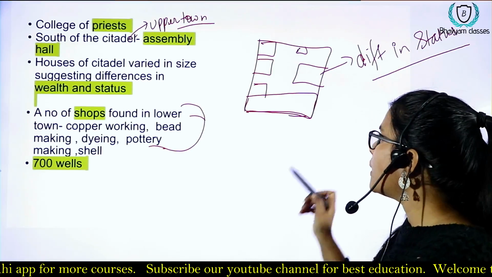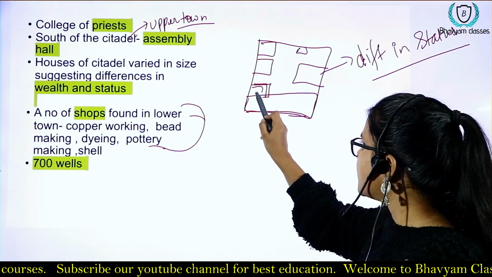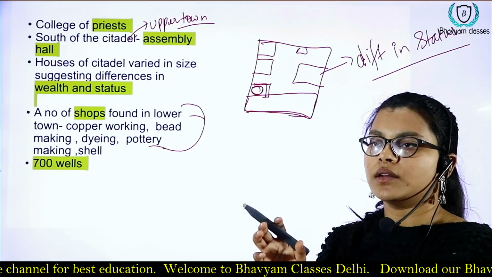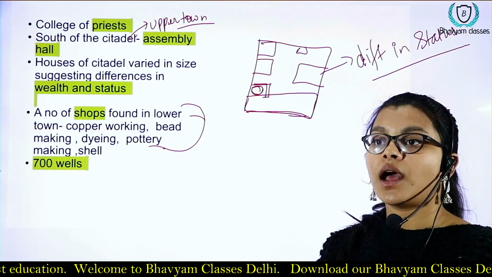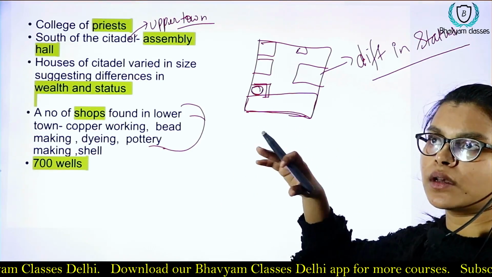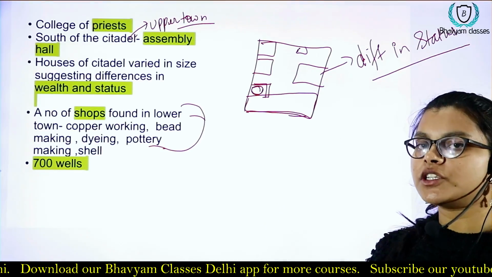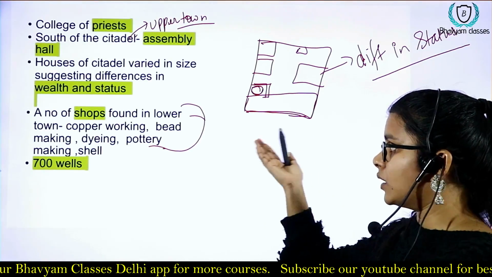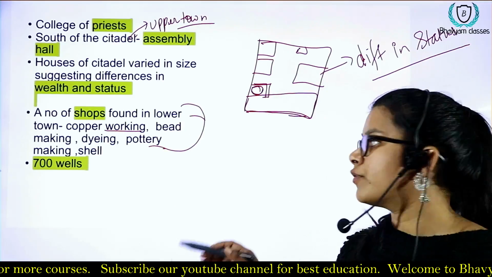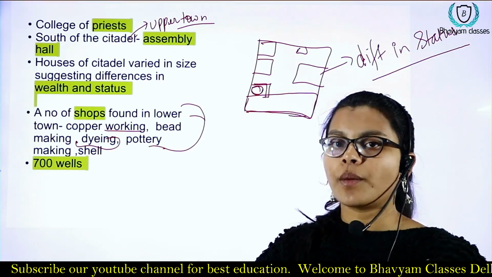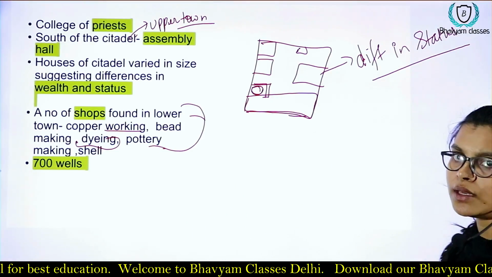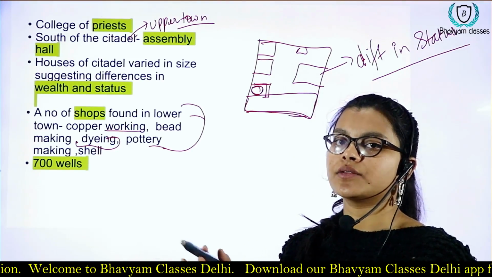So if you are getting a particular thing from a particular place, that means that particular thing was made at that place, because there are finished and unfinished goods. So from there we interpret that these houses must have belonged to a merchant family or an artisan family who used to make things out of copper. Things like the shop that was used for dyeing, or for making pottery, or for making shells, weights, and measurements, etc.